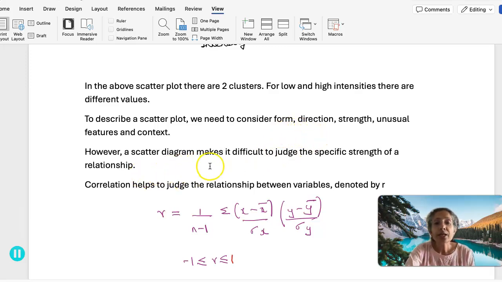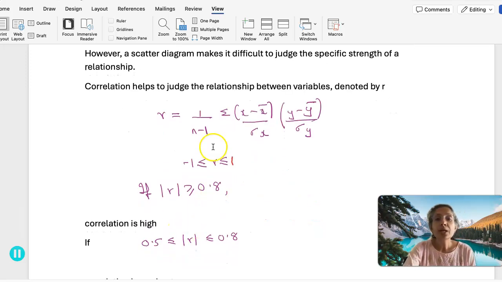But a scatter diagram sometimes makes it difficult to judge the specific strength of a relationship. And this is where we come to formulas. So we have a correlation. Correlation helps to judge the relationship between two variables, and it is denoted by r. So r is given by 1/(n-1) times the summation of ((x - x bar)/sigma x) times ((y - y bar)/sigma y), where r lies between -1 and 1.